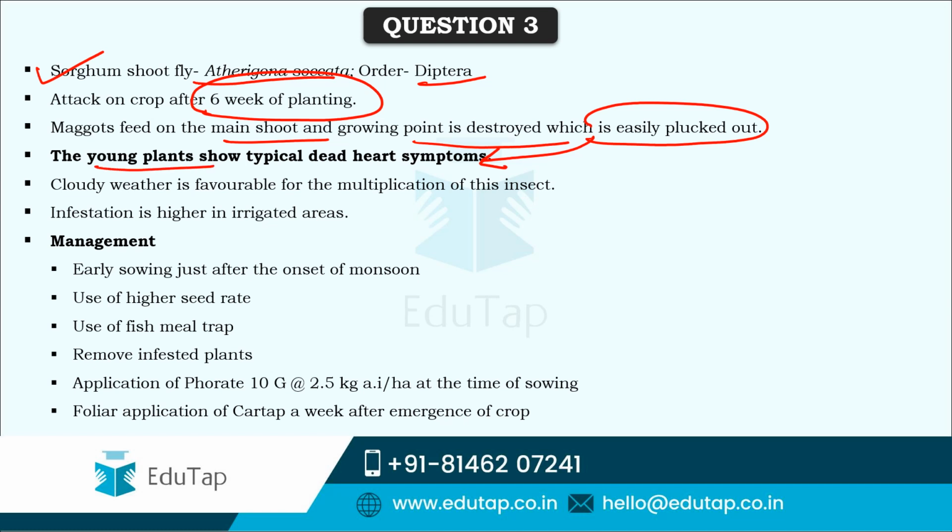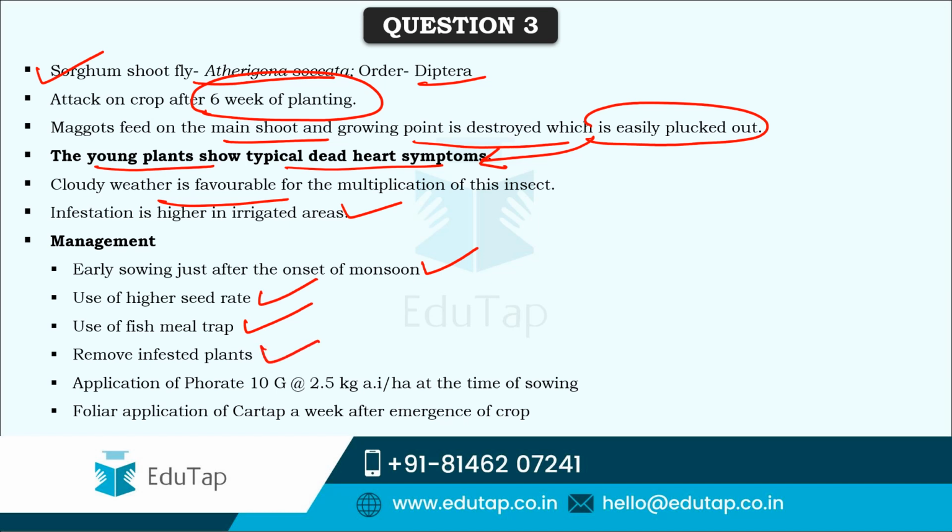As you can see, the young plants show typical dead heart symptoms, and cloudy weather is highly suitable for multiplication of these insects, and infestation is high in irrigated areas because of the moisture level that is required for the multiplication of these shoot flies. And what management practices can be taken up? Early sowing just after the onset of monsoon, using a higher seed rate, using a fish meal trap. Fish meal can be used as a trap and then that can be removed.